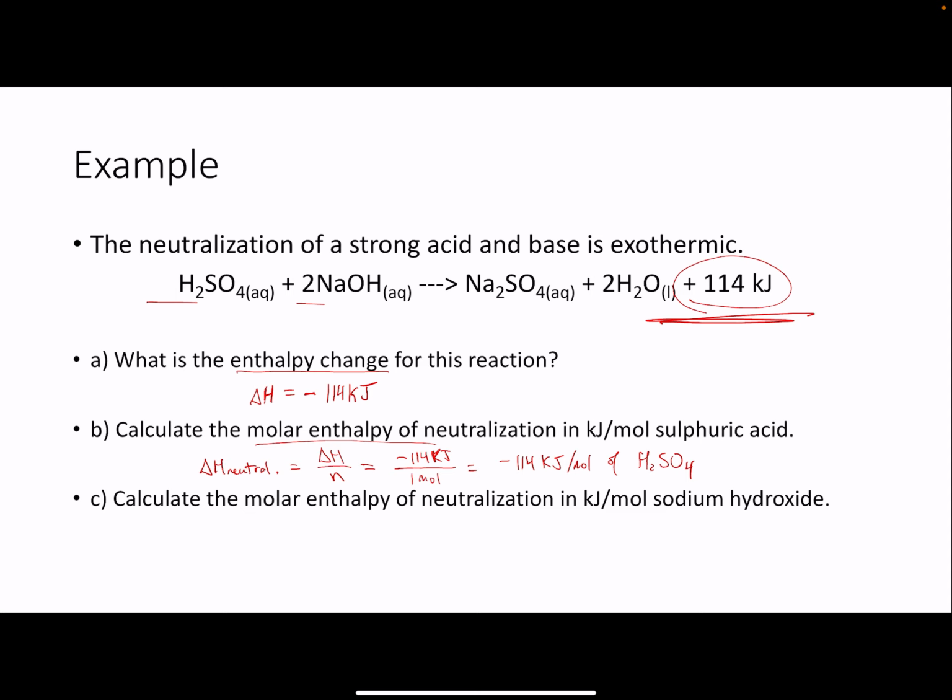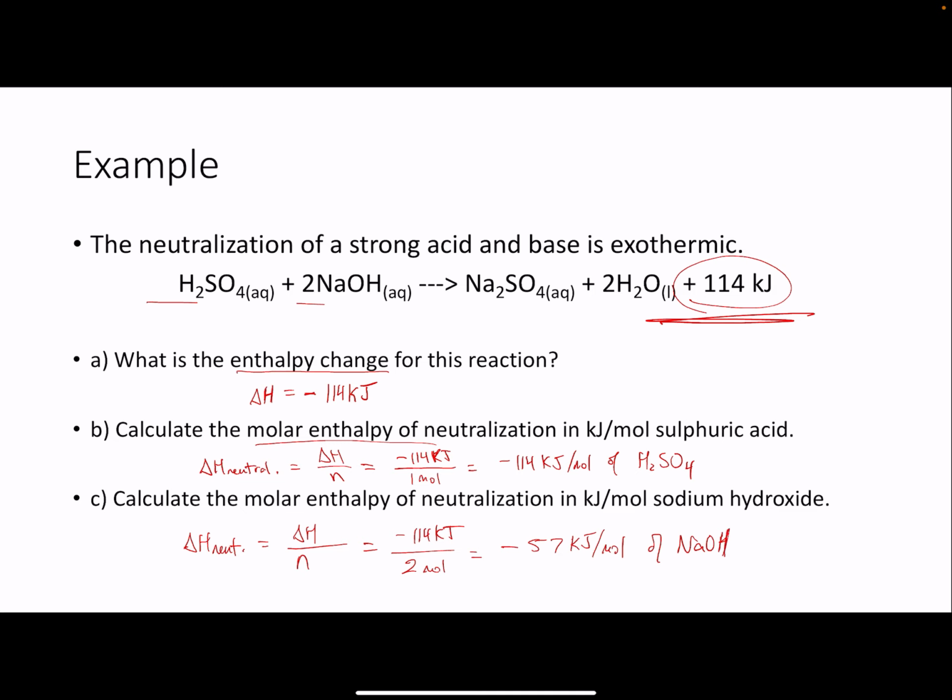All right, now if we do the molar enthalpy of neutralization of sodium hydroxide, we'll do the same thing, delta H neutralization is equal to delta H over n. In this case, they started off with the same enthalpy, but if we look at the coefficients here, there's a 2 in front of the sodium hydroxide. So 2 moles reacted. We'll do some quick mental math. And that means 57 kilojoules per mole of sodium hydroxide are released for this neutralization.